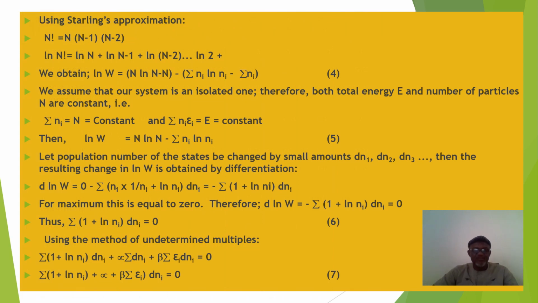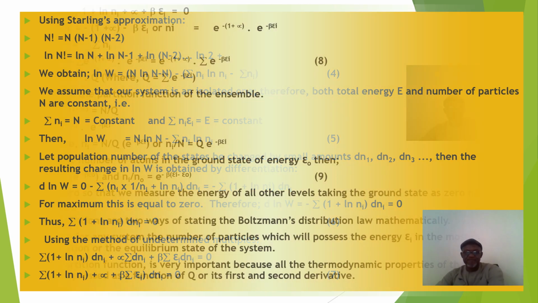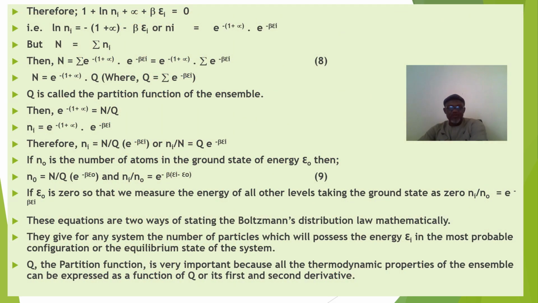We go further to use Stirling's approximation. Now calculate, bearing in mind our restrictions: the summation of Ni, which is equal to N, is constant, and of course the summation of energy is also constant. We do that and use the method of undetermined multipliers and calculate to get equation 7. And then when we go further, what is important to us is equation 9.